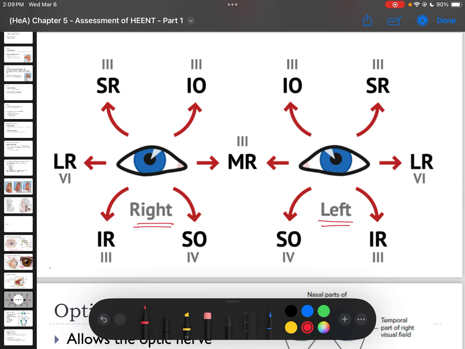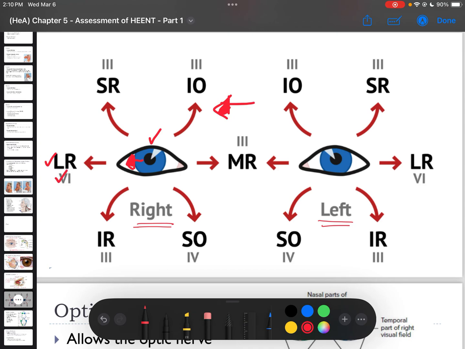Let's say, for example, I am assessing the patient's 6 cardinal gazes. Okay? Where they can look at, or their eye movements. Let's say, for example, I ask the patient to look towards here. Now, let's say, for example, his right eye can move easily. That means the lateral rectus of the right eye and then his cranial nerve number 6 is good.